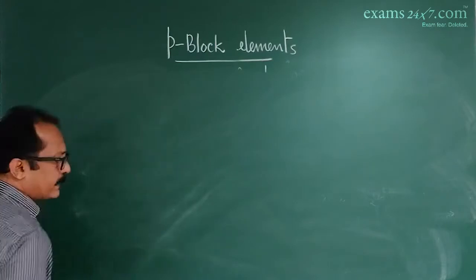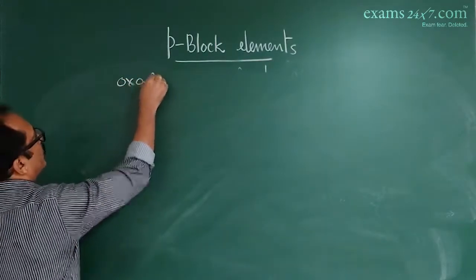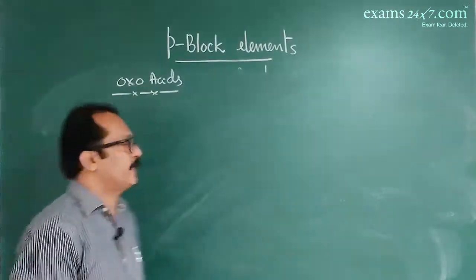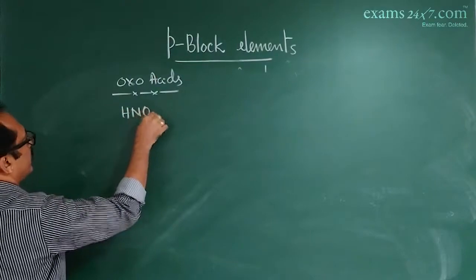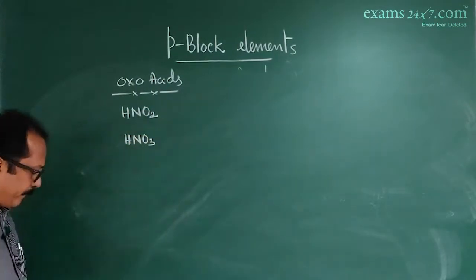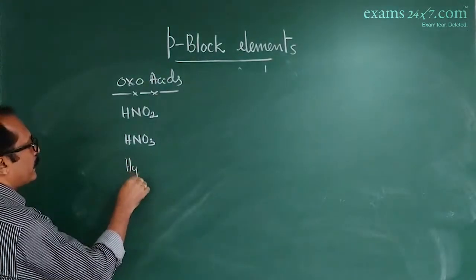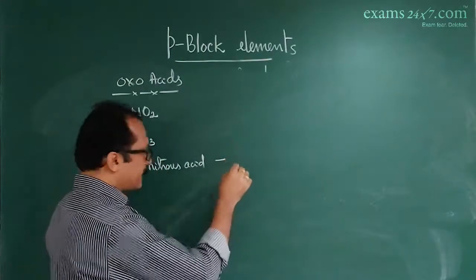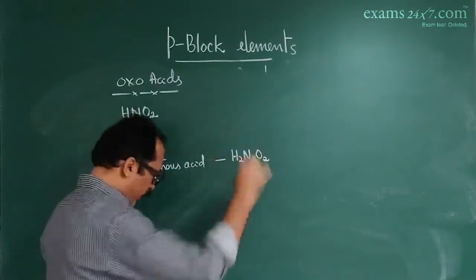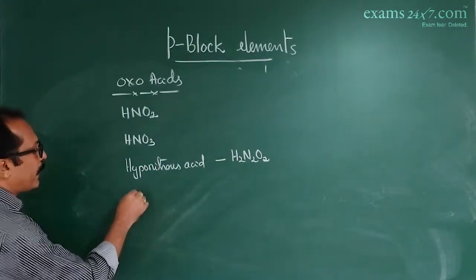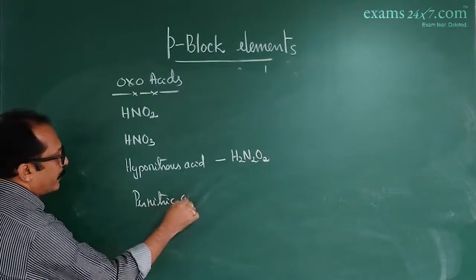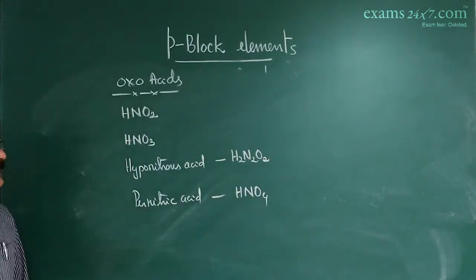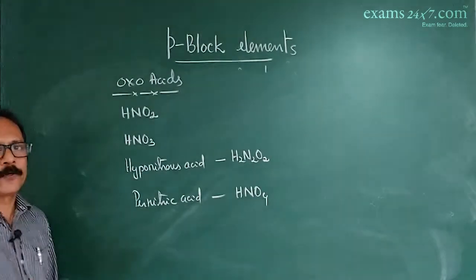Next, about oxo acids of nitrogen. Simple examples for oxo acids: nitrous acid, nitric acid. Nitrous acid formula is HNO2. Nitric acid, the formula is HNO3. Now, hyponitrous acid. The formula of hyponitrous acid is H2N2O2. Now, next one is pernitric acid. The formula of pernitric acid is HNO4. So these are examples for oxo acids of nitrogen.